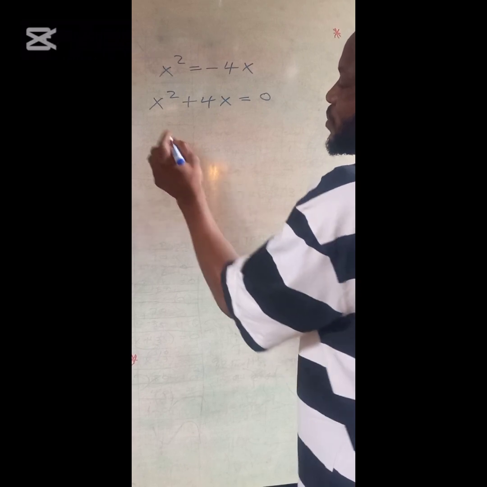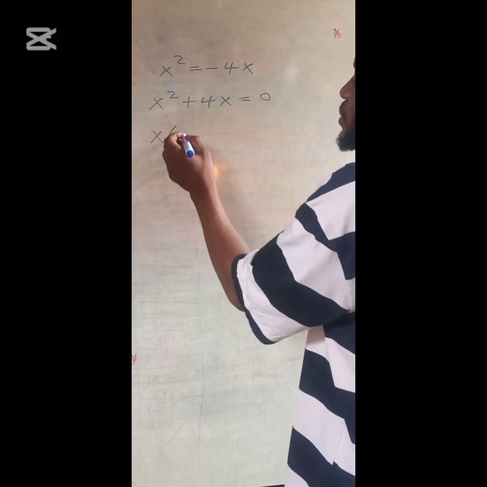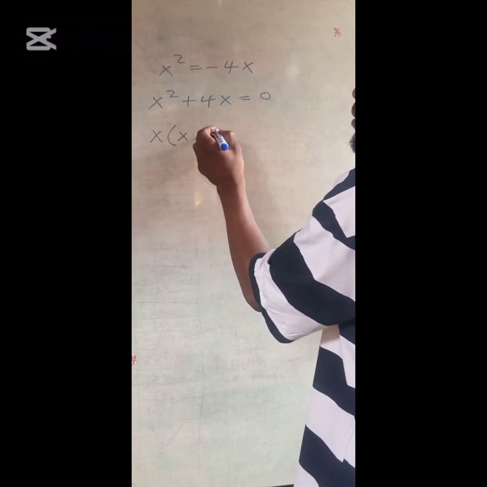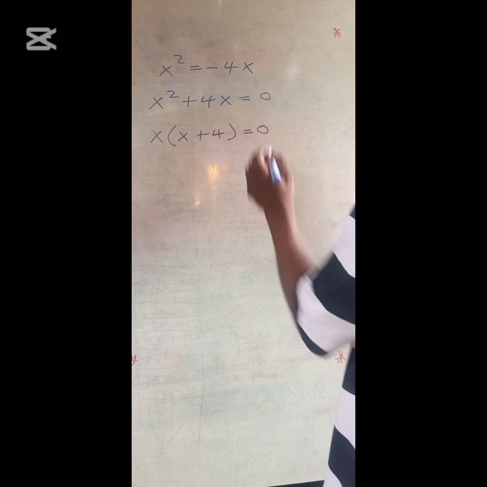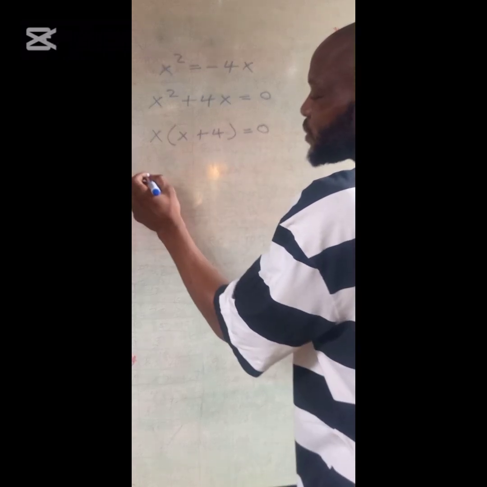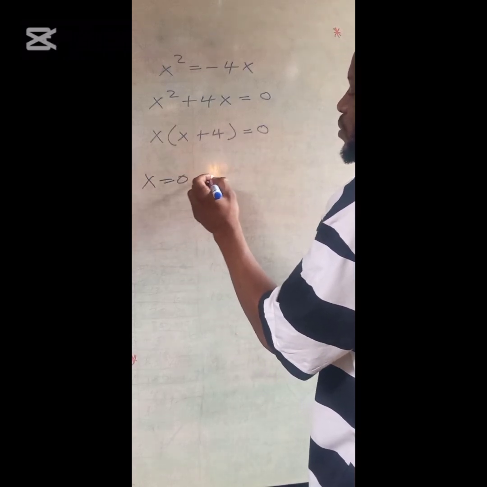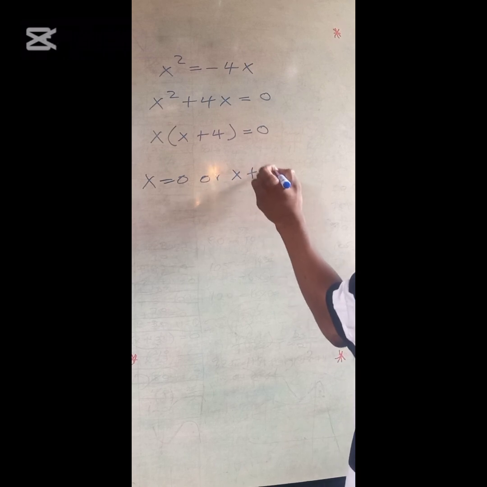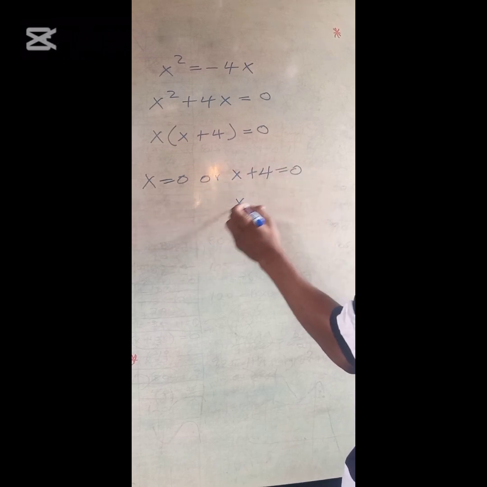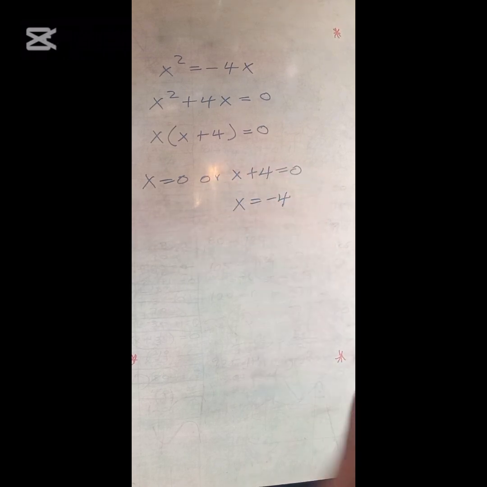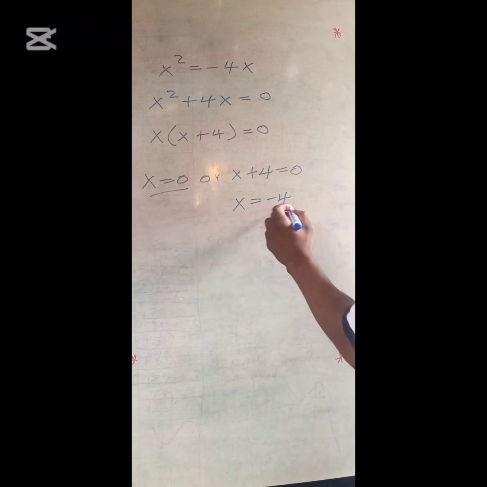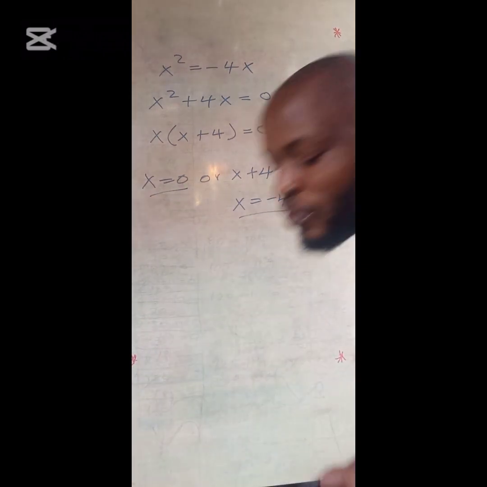And then we have two terms. We take out a common factor. x is our common factor. And then this side will be left with x plus 4 is equal to 0. Then we apply the zero principle. x is equal to 0, or x plus 4 is equal to 0. Therefore, x is equal to minus 4. So our solution is x equals 0 or x equals minus 4.